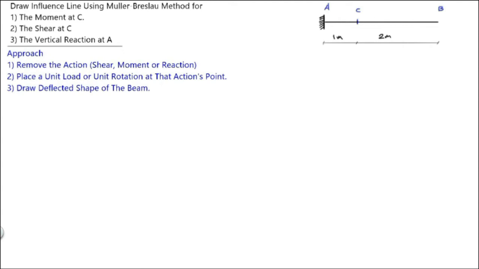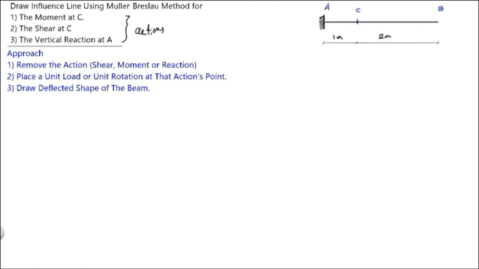To draw the influence line using this method, first we have to remove the action. The action can be moment, shear, or reaction. So all these requirements can be called actions.